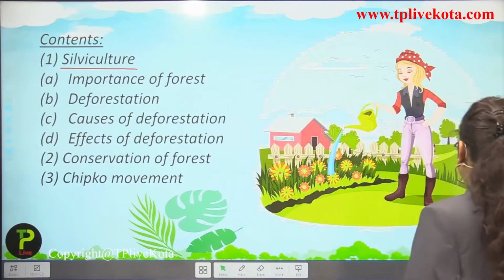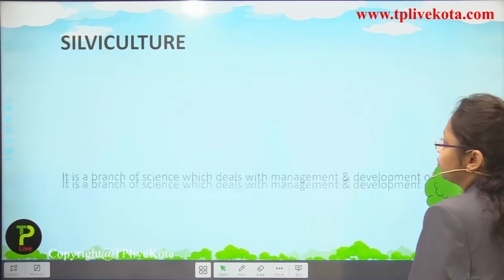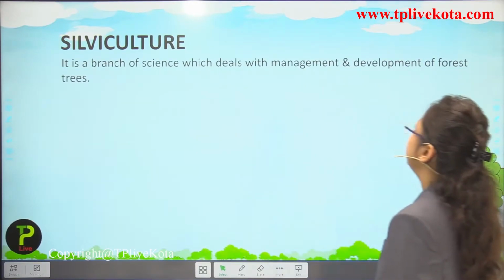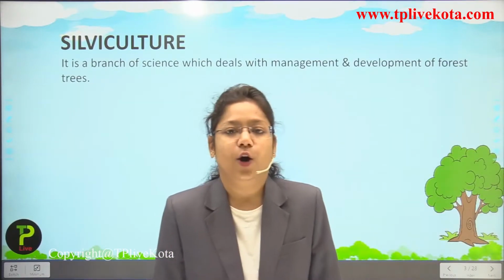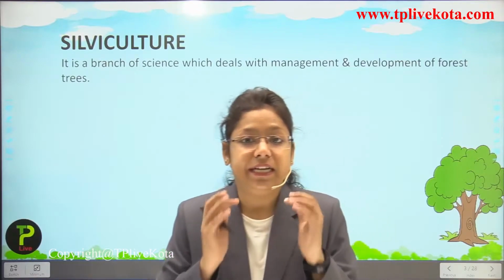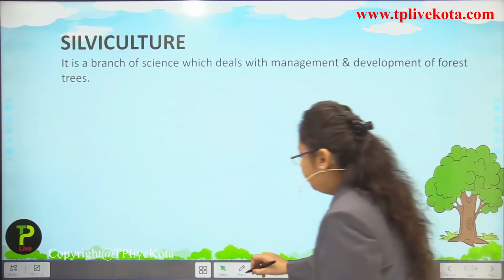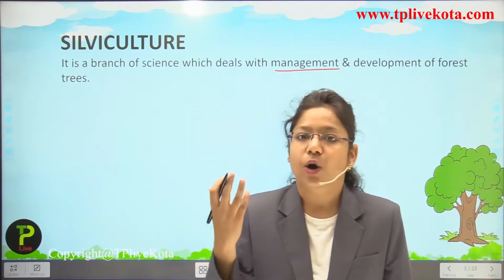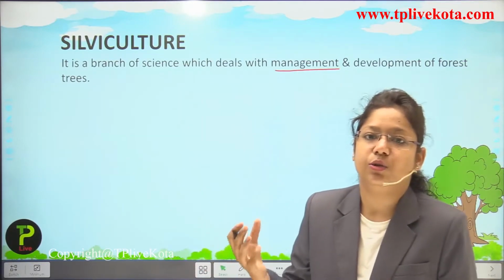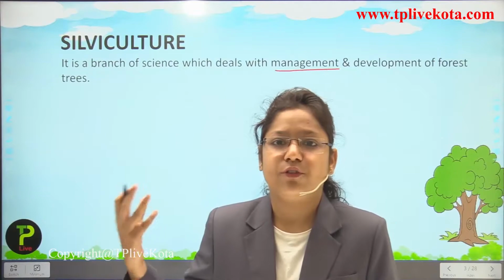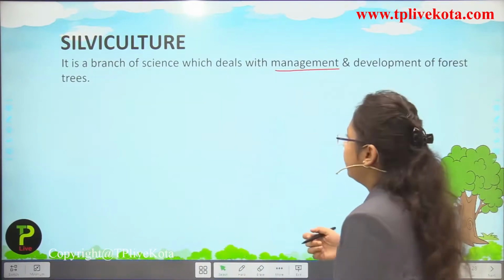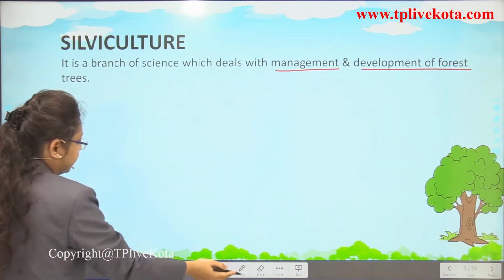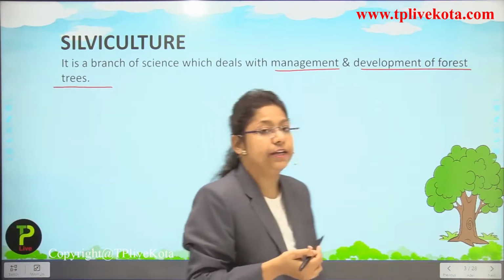So let us start firstly with silviculture. What is silviculture, students? Let us see the definition. It is a branch of science which deals with management and development of forest trees. Management means which kind of trees have to be managed. Actually, the trees may be wild also, they may be weeds also, so they have to be managed also. Development officers who work in the forest are very responsible for this kind of management.